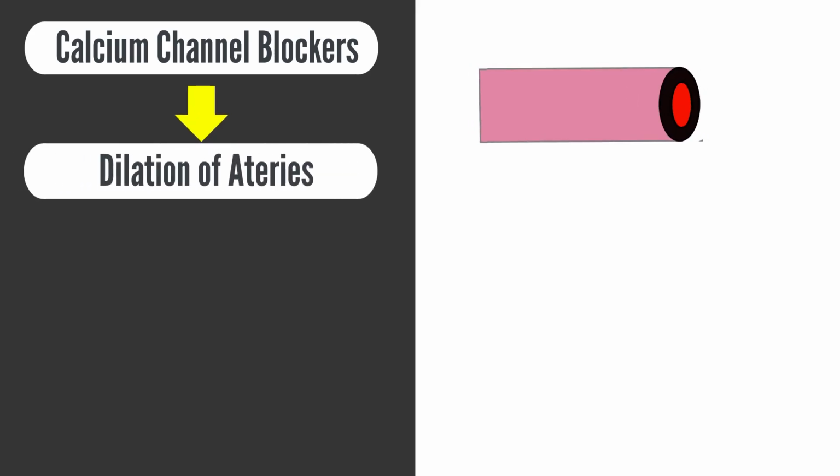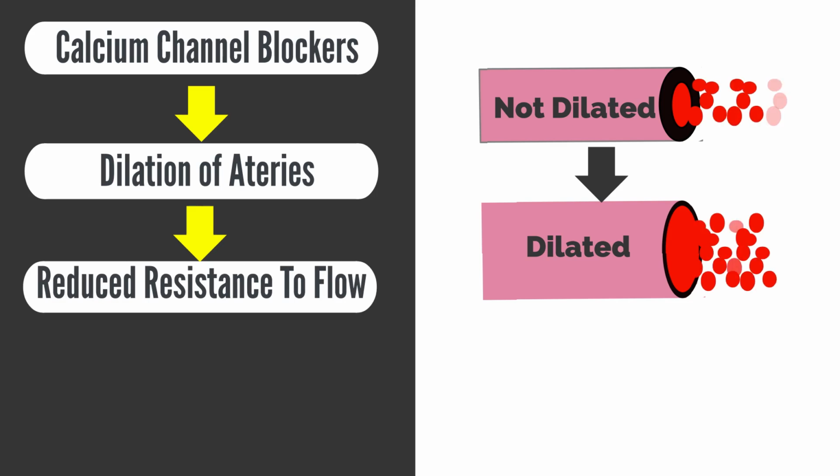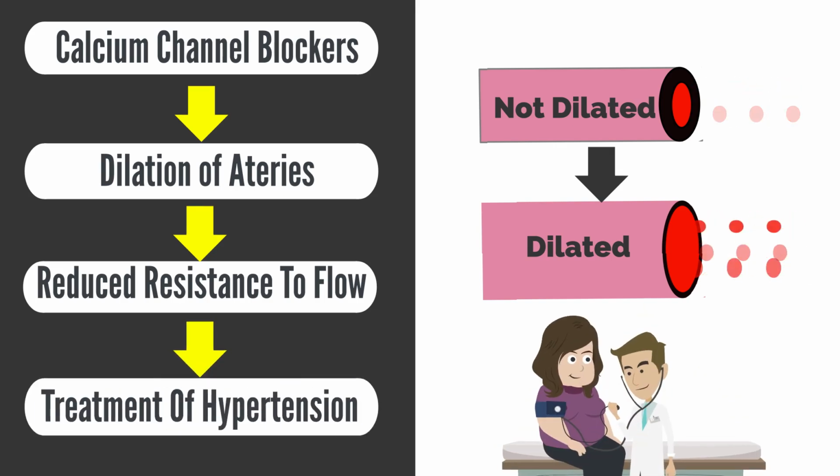Amlodipine belongs to a class of medications called calcium channel blockers. Calcium channel blockers exert their effect primarily by causing a dilation of the blood vessels, precisely the arteries. A dilation in the arteries ultimately results in less resistance to blood flow. This reduced resistance to blood flow caused by dilation of the arteries is ultimately what leads to lowering of the blood pressure. Hence, it's used in the treatment of hypertension.